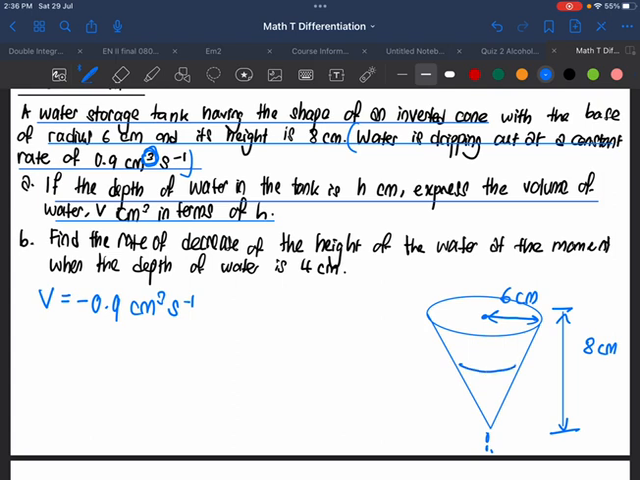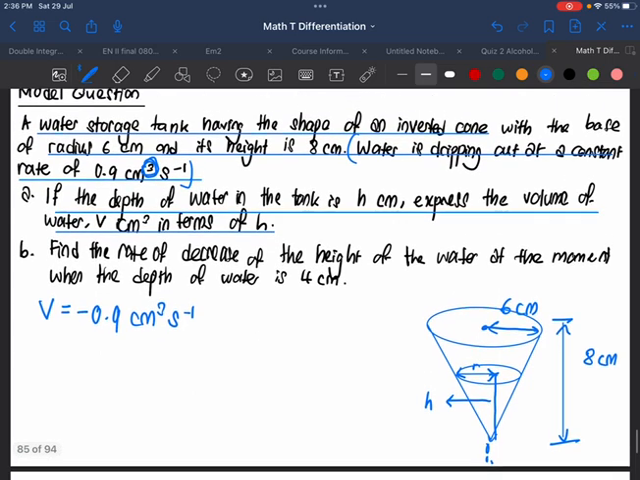This means the depth of water is not the full height, but something like h. So here is the h, and we have a new radius here, which is radius r. Now how are we going to find this?